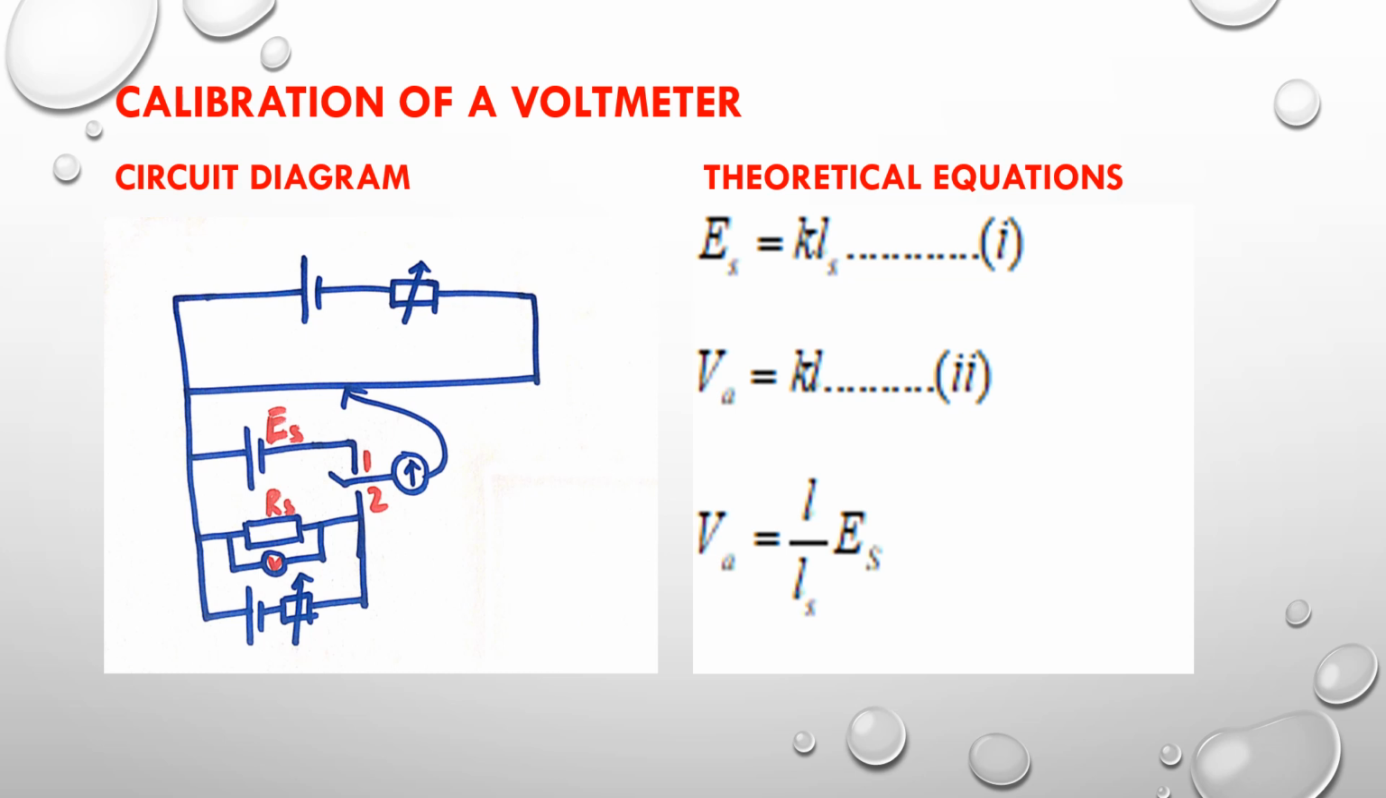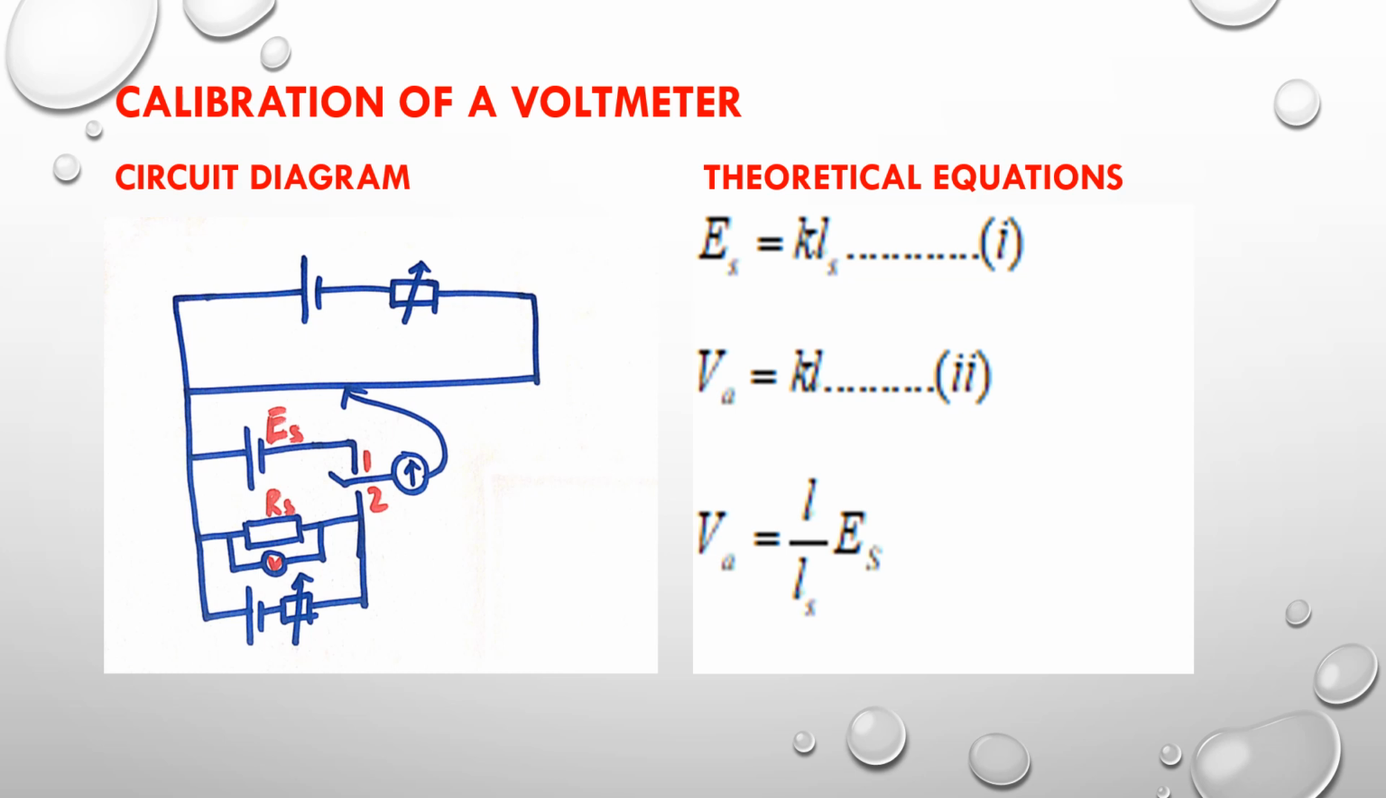Another application of the potentiometer wire is the calibration of a voltmeter. The diagram is almost the same as the one for the previous case that I've just discussed. We again have a standard cell, a switch which can be thrown into two positions, 1 and 2, and the rest is the same.